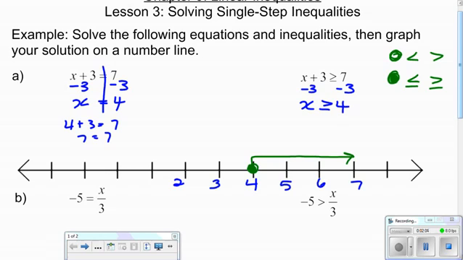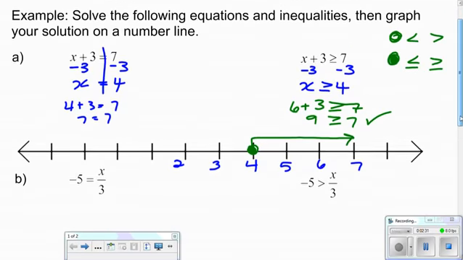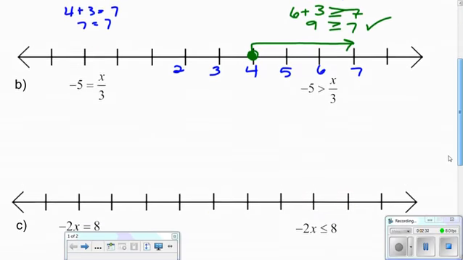And so the way that we check is we pick a value that's bigger. So let's pick 6. So 6 plus 3 has to be bigger, so greater than or equal to 7. So 6 plus 3 is 9. 9 is greater than 7. So yes, our arrow is going the right direction. So in this case, there's a range of possible solutions. So 4 would be the lowest possible solution, and then anything larger than that are all acceptable values for x.